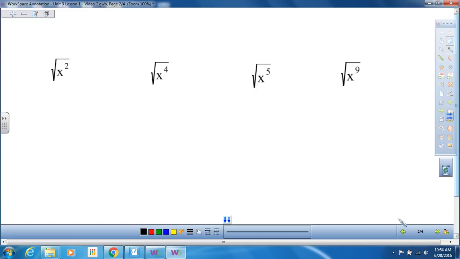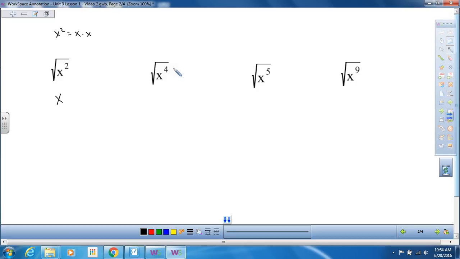Okay, so let's just think about it for a little bit. All right, well, the square root of x squared. Okay, well, I know that x squared is x times x. So the square root of x squared, you want to know what number times itself is that number. The square root of x squared is just x. So those are like inverse operations. You're squaring and then square root. All right, then x to the fourth.